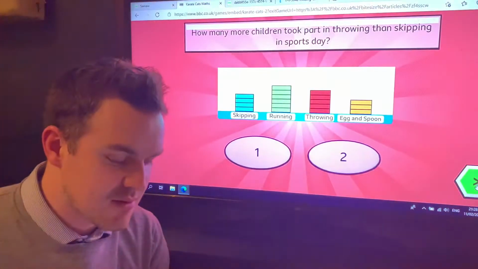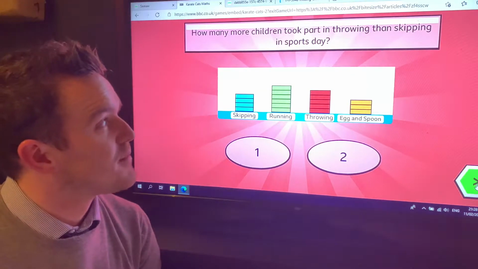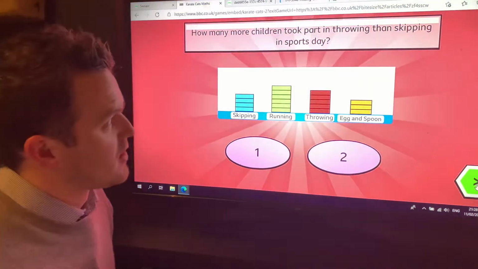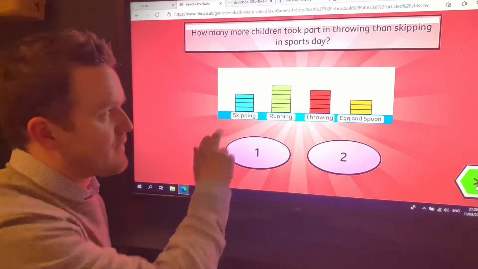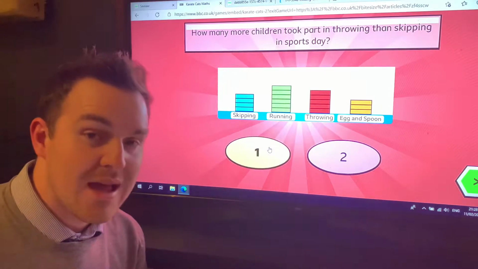Let's have a go at the next one. How many more children took part in throwing than skipping in sports day? So throwing is 1, 2, 3, 4, 5. Skipping is 1, 2, 3, 4. What's the difference between 4 and 5? Nice and simple again. 1 again.